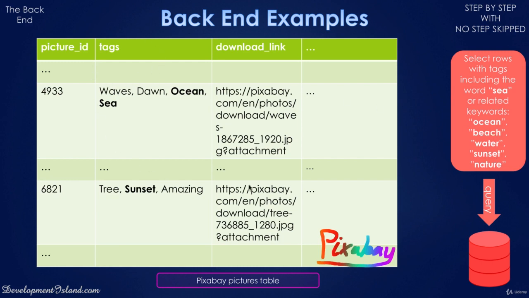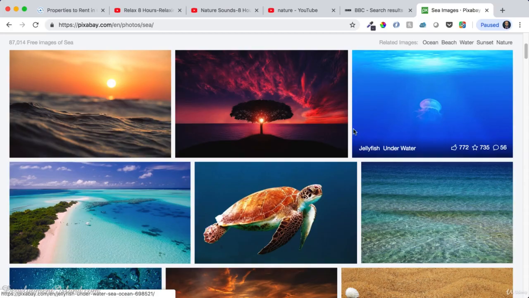Here is our pictures table inside Pixabay. This table is inside this database, and we're looking for rows matching this query. So here we go. We've got a row there containing the words sea and ocean, and we've got another row there containing the word sunset, which is a related keyword to sea. Once the database finds all the results, it's going to send them back to the app, and then the app is going to build this HTML web page and send it back to the user, and finally the browser is going to display this web page to the user.